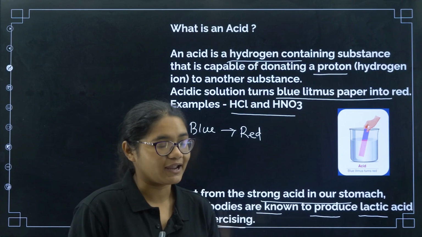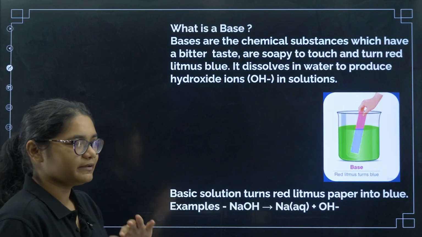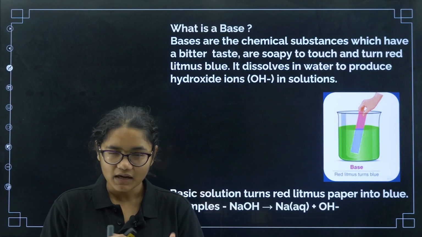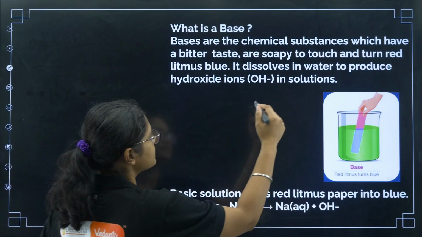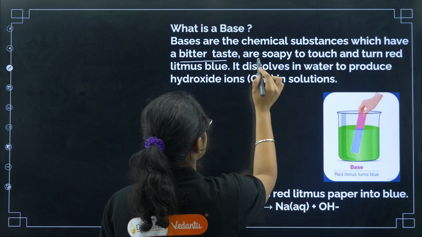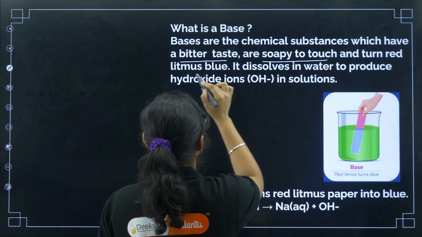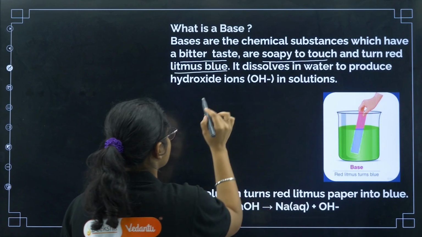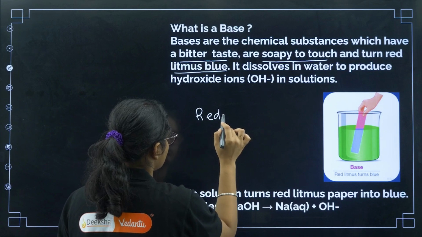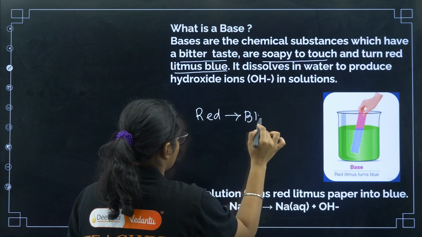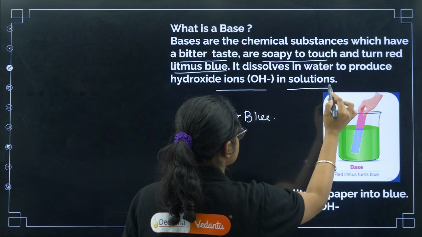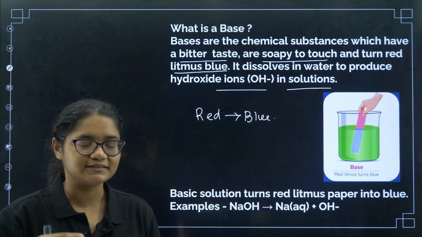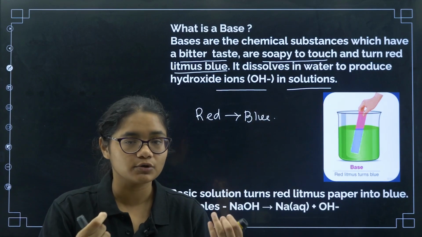Coming to next definition, we are going very fast in these basic things. What is a base? Base is a chemical substance which has a bitter taste, soapy feel to touch and turns red litmus blue. So base turns red to blue. Next, it dissolves in water to produce hydroxide ions in the solution. So as you know, acids give H+, base will produce OH-.